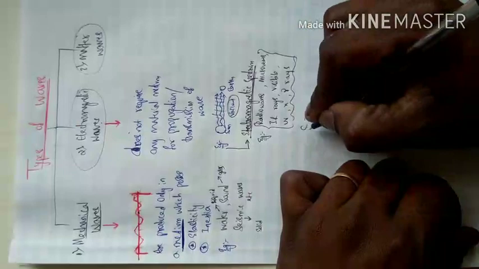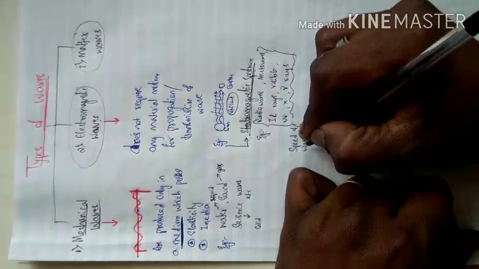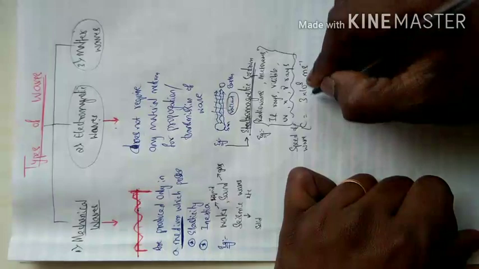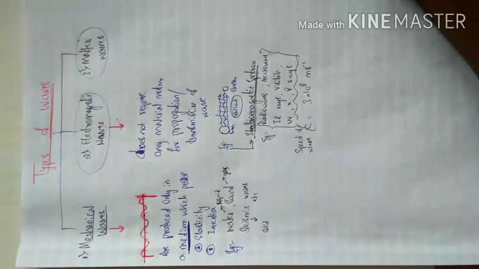What is the speed of this electromagnetic wave? That is 3 into 10 to the power of 8 meters per second. For 1 second, how much can it travel? 3 into 10 to the power of 8 meters. That is for 1 second. That is the speed of these electromagnetic waves.